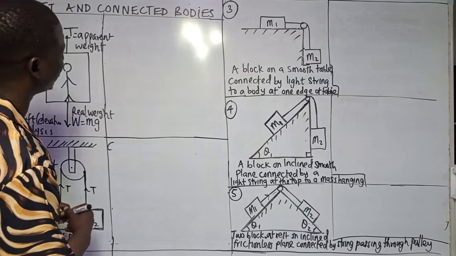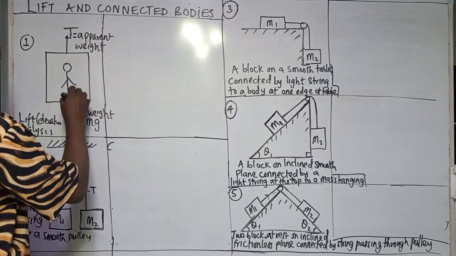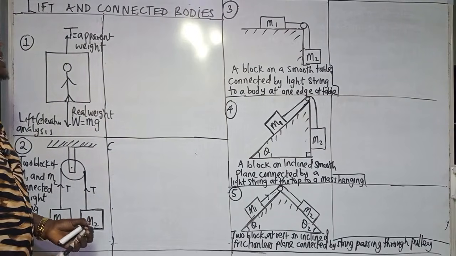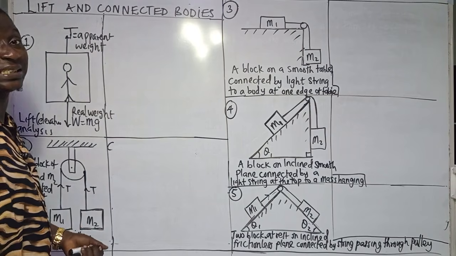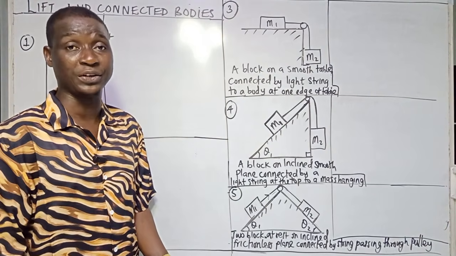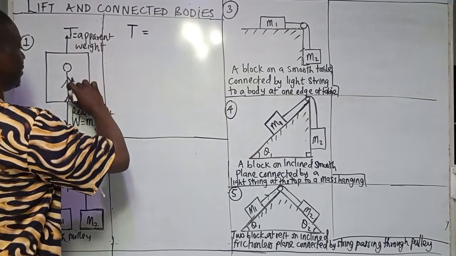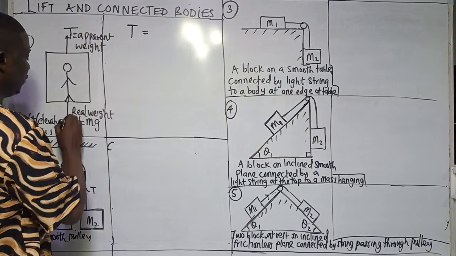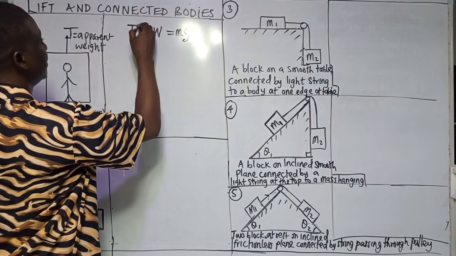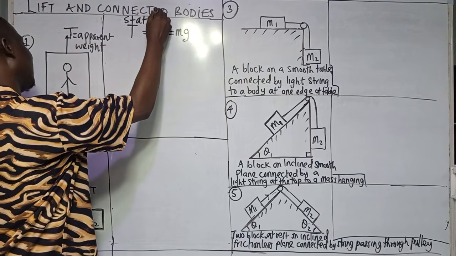Now since we know that this is apparent weight, if the lift is stationary, that means it's not moving. The lift is moving with a uniform velocity. When you say uniform velocity, it's a term that means the body is at rest or stationary or moving with an acceleration of 0. So it's not going either up or down. We say the tension is equal to the weight, which is equal to mg. That means at rest, stationary. That is case 1.